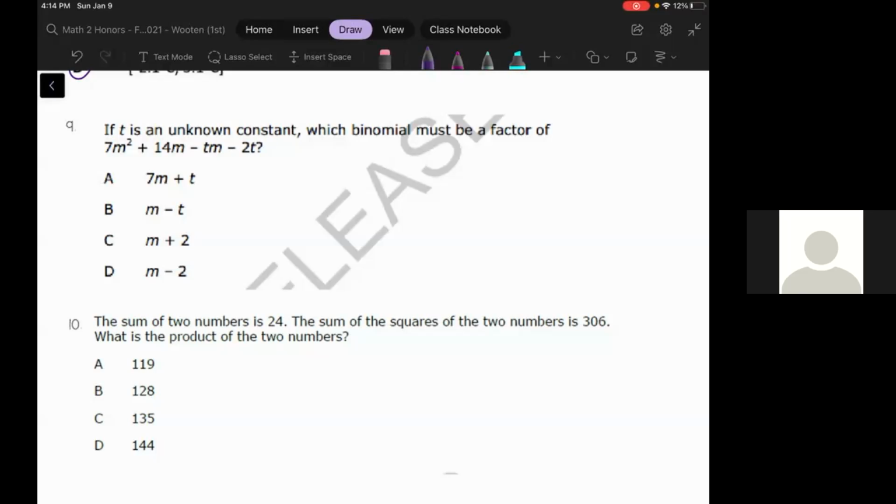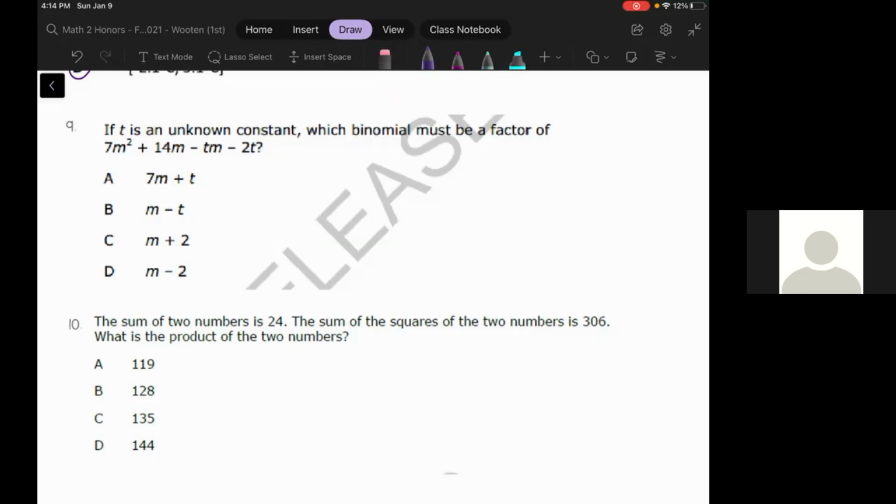choices is a binomial. Binomial just means an expression with two terms, something like x plus 5. That's a binomial because it's got two terms, right? So all of these are binomials because they have two parts to them, two things added together or subtracted from each other. So which one must be a factor of that long expression?